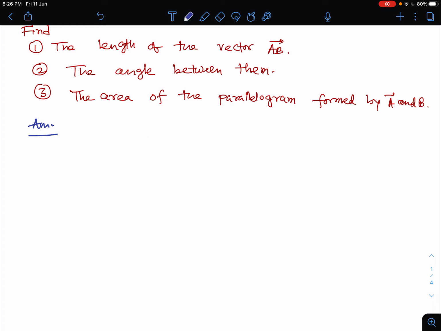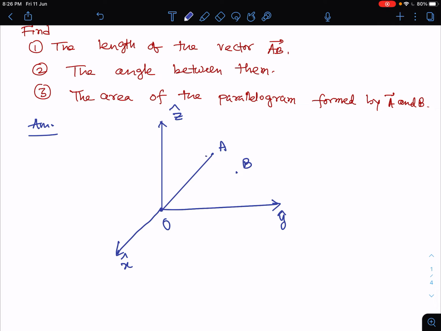So how do you obtain the length of AB? This is the right-handed coordinate system. This is the x-axis, this is the y-axis, and this is the z-axis. Let's say this O is the origin, and here are two points A and B. This is the position vector of A, and this is the position vector of B.